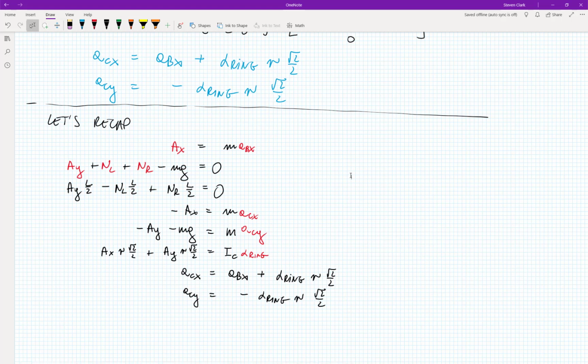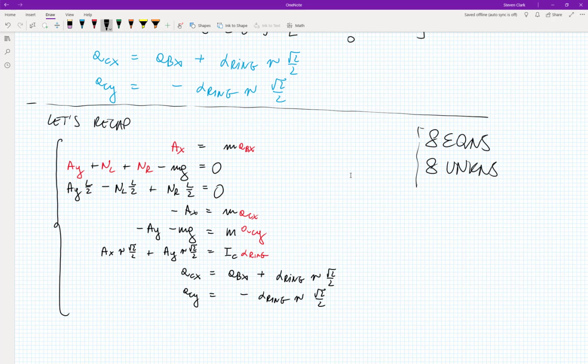Okay, guys. So we have 8 equations and 8 unknowns. And this is solvable. And before we solve it, I think that there are some questions.